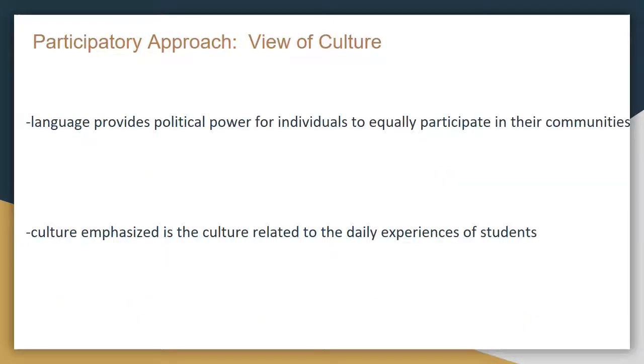The view of culture in the participatory approach is that language is essential for providing political power for individuals and for allowing people to equally participate in their communities. And so it's a culture of egalitarianism, of equality. Culture is emphasized as it's related to the cultural experiences and daily experiences of students. So the culture of their students themselves, their home culture from their homelands, but also the culture that they experience in their daily lives now in their new country as English language learners is also emphasized.